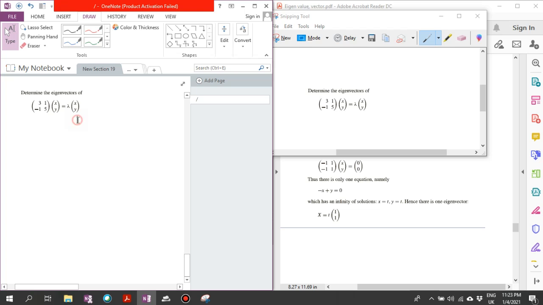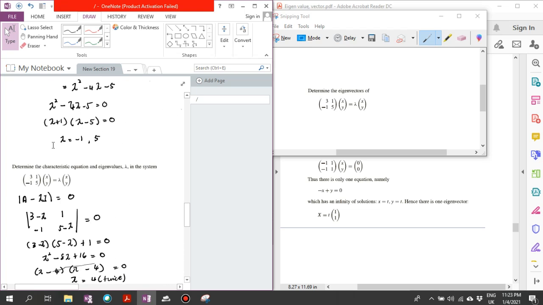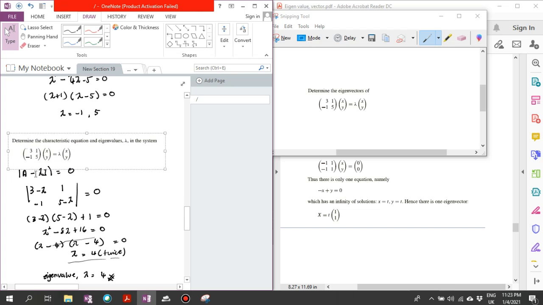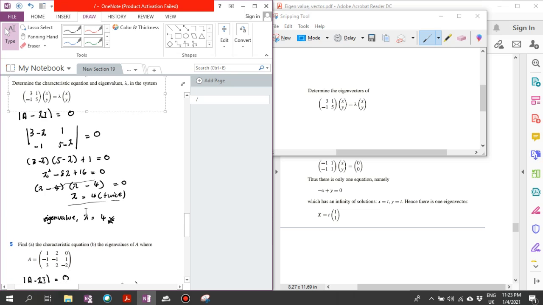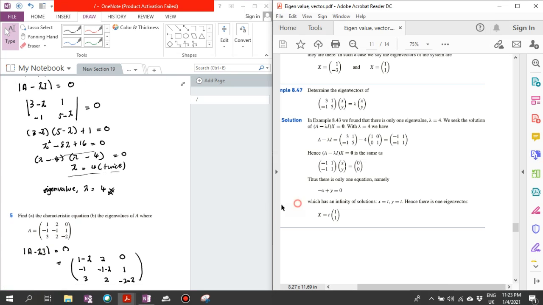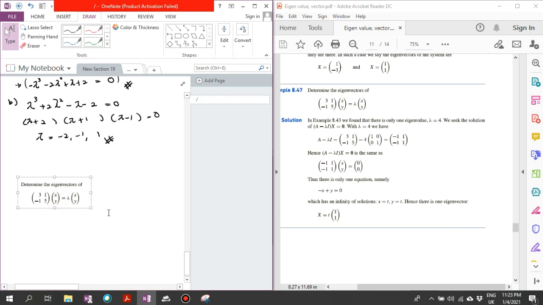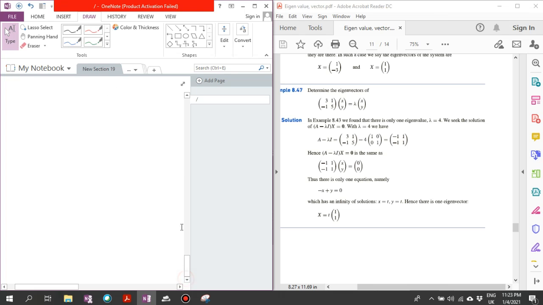Previously this is the same example as here. Determine the eigenvalue lambda, which we already calculated, and the final lambda is 4. So now the question asks us to calculate the eigenvector. Based on the previous calculation, we know that lambda is equal to 4. So in order to solve for the eigenvector, this is the eigenvector.